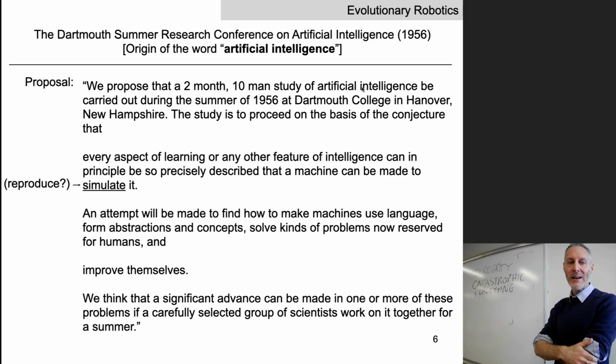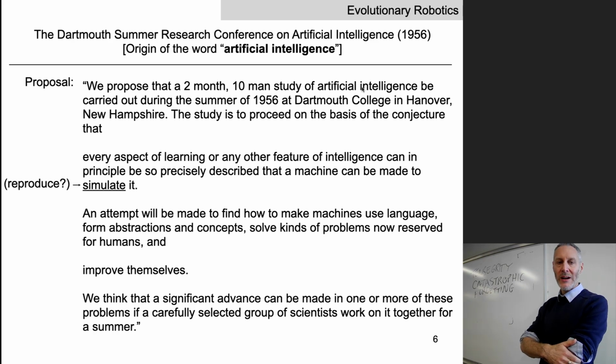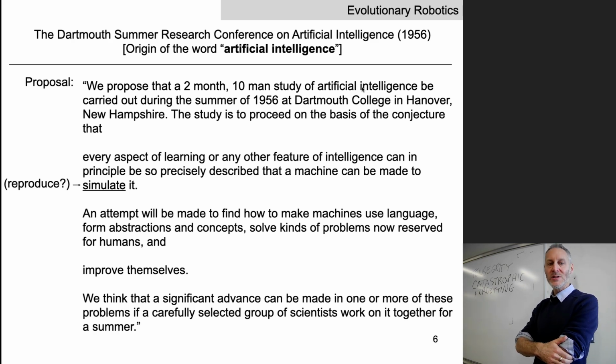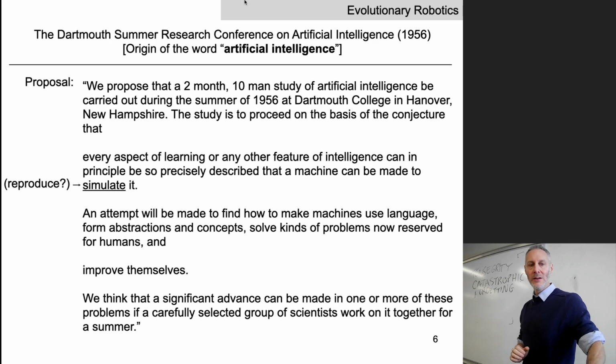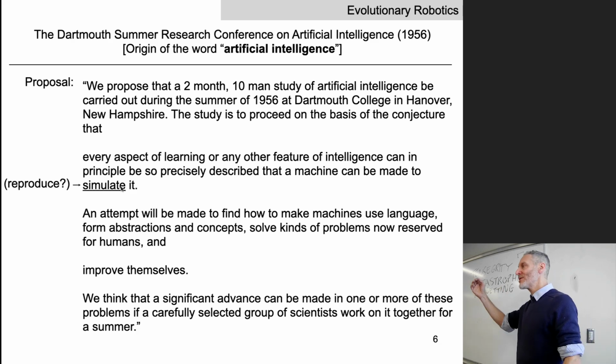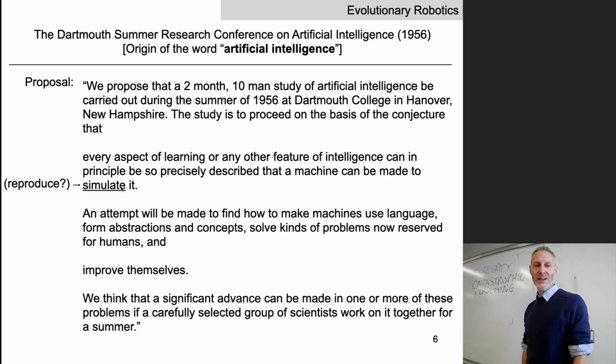"The conjecture is that any aspect of learning or any other feature of intelligence can in principle be so precisely described." We're going to formally define every aspect of learning or being intelligent. And if we can describe it accurately enough, "then I think we can probably simulate it" as well.